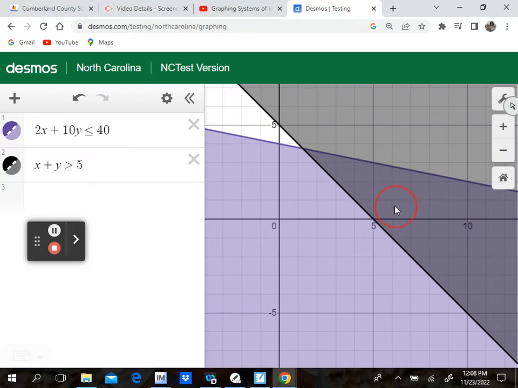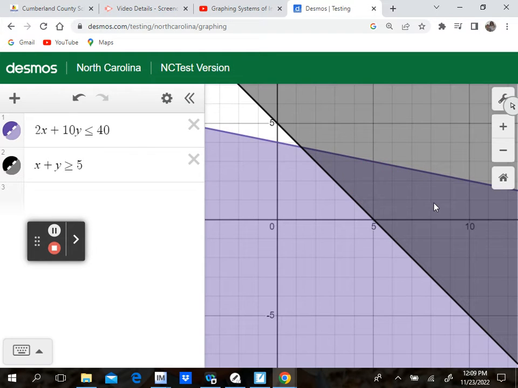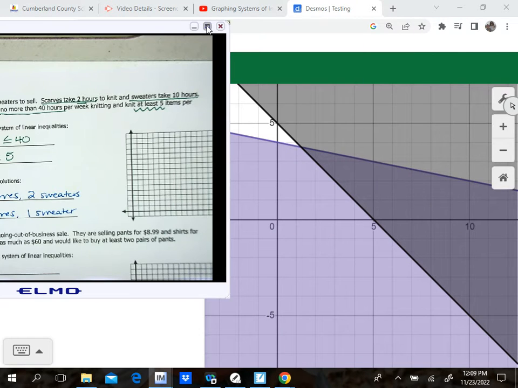Okay, so here we are. Say right here, that's going to be 5 and 2, over 5, up 2 right here. We could have 8 and 1. Okay, any of those. So 5 scarves, 2 sweaters, 8 scarves, 1 sweater, and so forth. Tons and tons of options. All right. Oops, wrong thing to pick. Okay, so there we are.